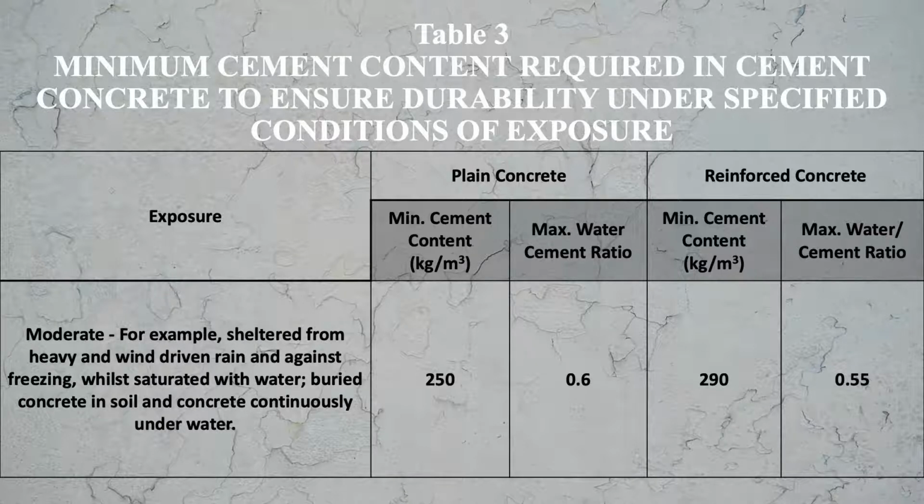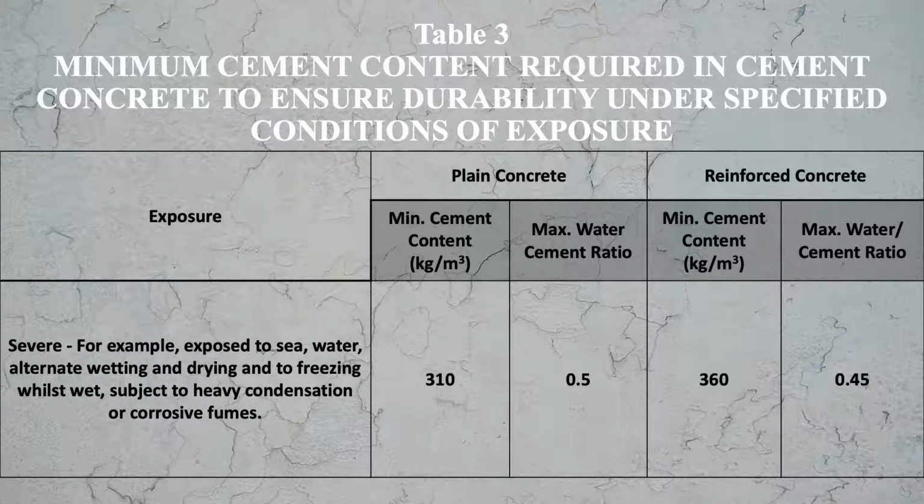For exposure condition of moderate, for example, sheltered from heavy and wind-driven rain and against freezing while saturated with water, buried concrete in soil and concrete continuously under water. In such conditions, we call it moderate exposure. Here for plain concrete, the minimum cement content is 250 kg per meter cube, maximum water cement ratio is 0.6. For reinforced concrete, minimum cement content is 290 and maximum water cement ratio is 0.55.